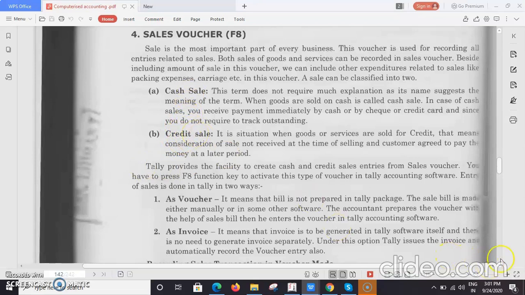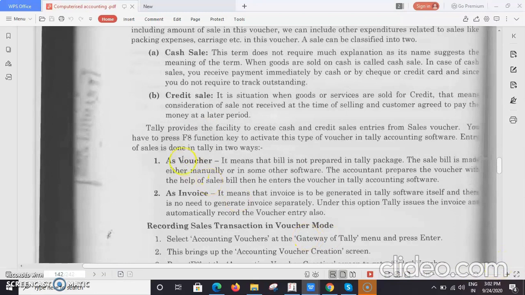While recording sales voucher, there are two different ways. Tally provides the facility to create cash and credit sale entries from sales voucher. You have to press the F8 function key to activate this type of voucher in Tally accounting software. Entry of sale is done in Tally in two ways: voucher mode and invoice mode. Voucher mode means that the bill is not prepared in the Tally package. The sale bill is made either manually or in some other software. The accountant prepares the voucher with the help of the sales bill, then enters the voucher in Tally accounting software. This is the same as your debit and credit. It will be like a debit and credit mode.